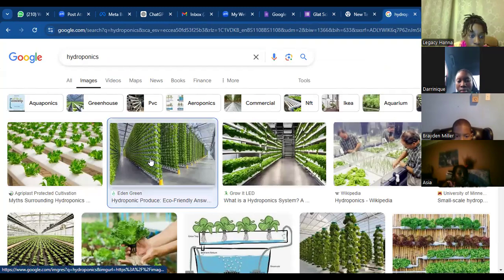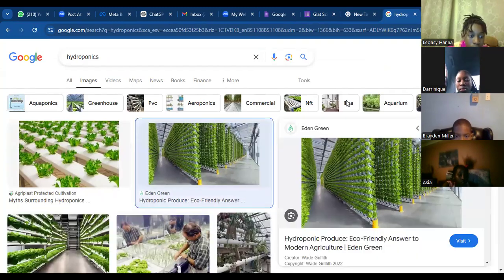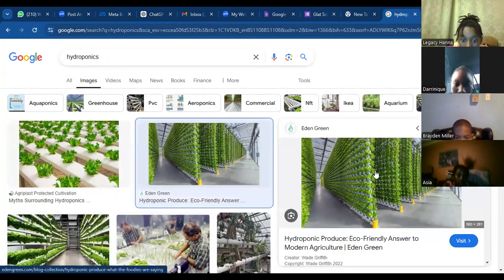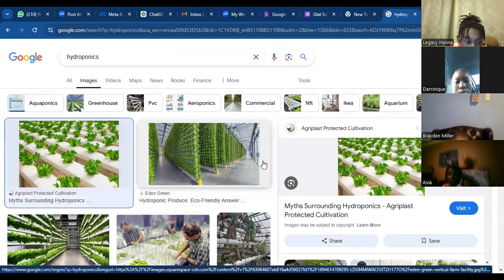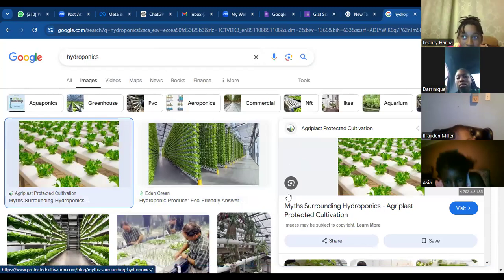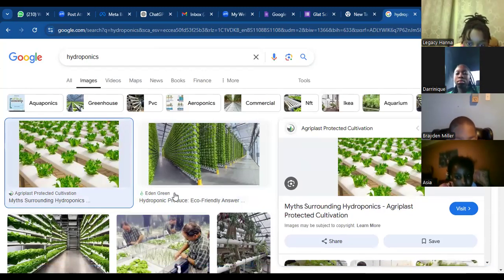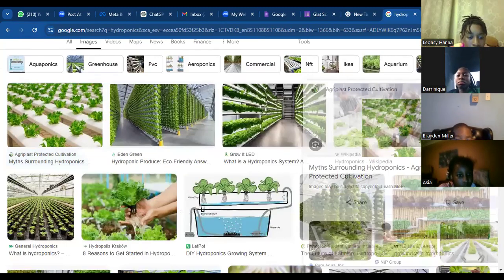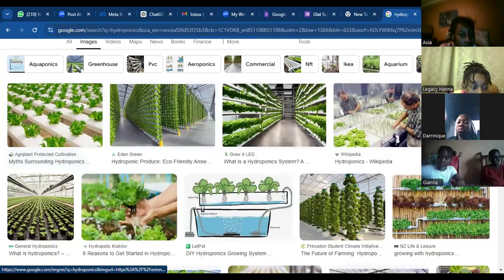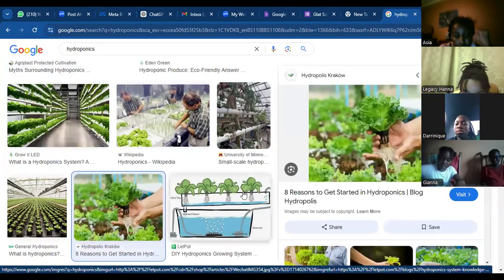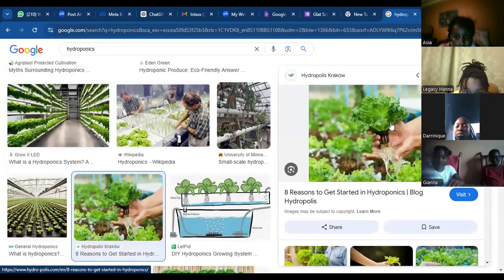Do you see that the plants are growing, right? Where's the soil? There's no soil. No soil is needed, so you just put them on the thing and then it grows. Hydroponics is they use water. Just water. If you look carefully, no soil is needed.